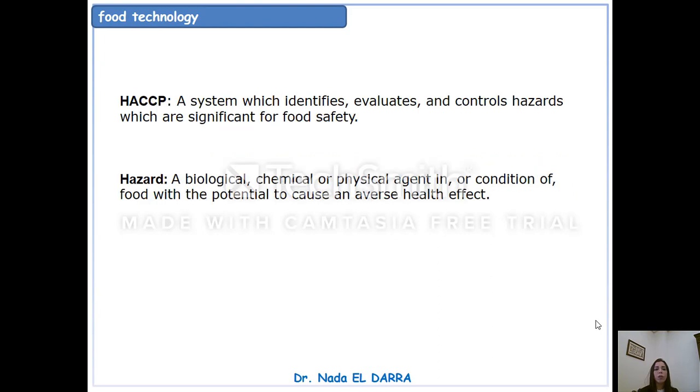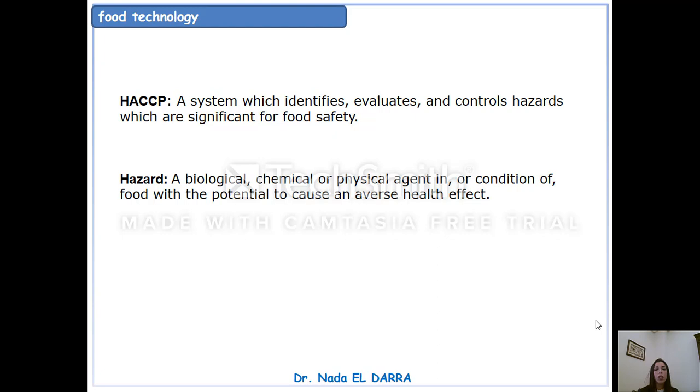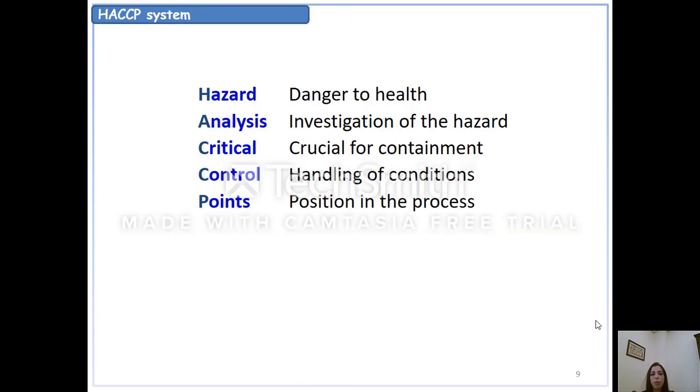Deviation is when we fail to meet a critical limit. Flow diagram is the flow chart stating all the steps from farm to fork. HACCP is the system itself that identifies, evaluates, and controls hazards. Hazard is any agent that could be physical, biological, or chemical that can contaminate the food to make it unsafe. Monitoring is when we do some measurement and observation to control whether a CCP is being controlled. Validation is to make sure that all the steps applied by the HACCP system are fulfilled.